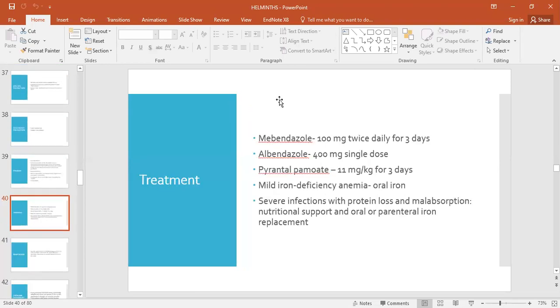Treatment: mebendazole 100 mg twice daily for 3 days, or albendazole 400 mg single dose, pyrantel pamoate 11 mg per kg for 3 days, and to treat mild iron deficiency anemia, give oral iron. Severe infections with protein loss and malabsorption require nutritional support and oral or parenteral iron supplementation.